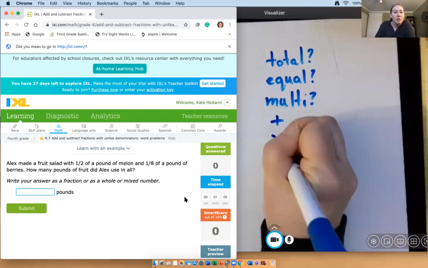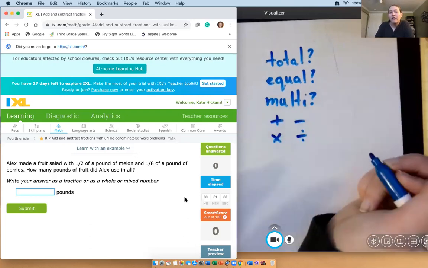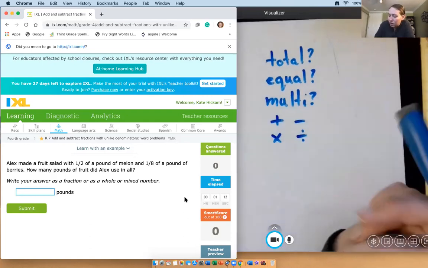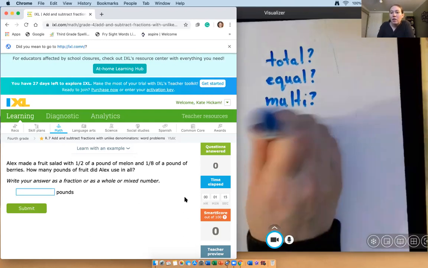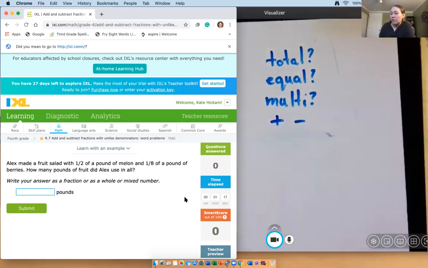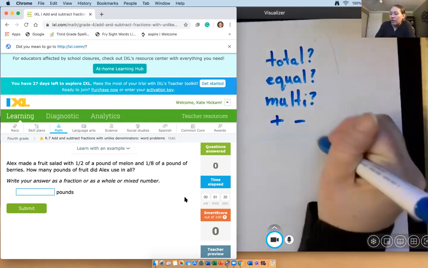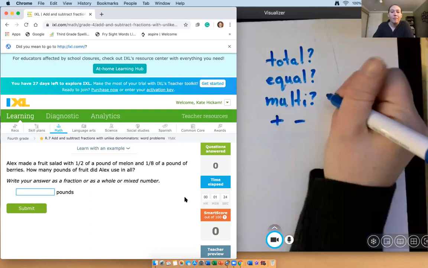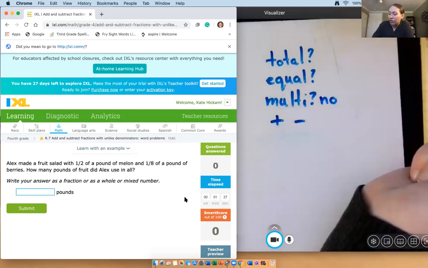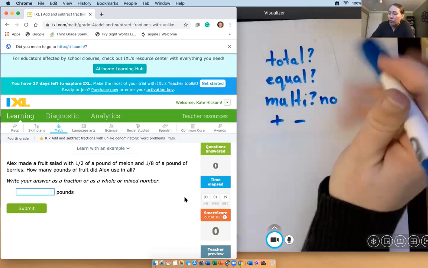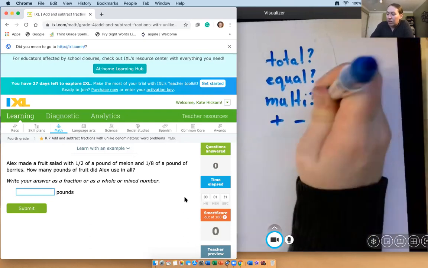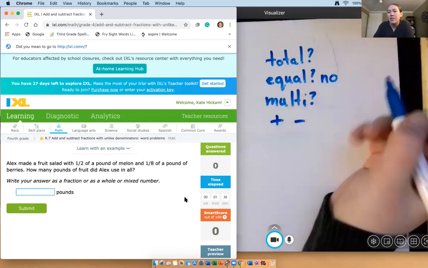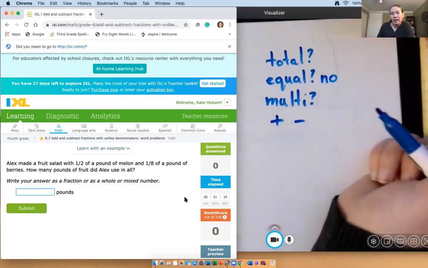Now, the skill that we're doing right now is add and subtract fractions with unlike denominators. So I know I'm not going to be multiplying or dividing, which makes things easier just from the beginning. That means no matter what, it's going to be no for multi. It's going to be no for equal, because no matter what, it's not equal groups. If it was equal groups, then we would be multiplying or dividing.